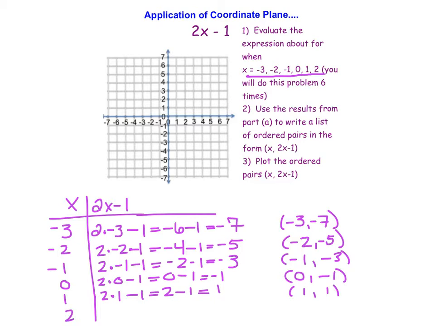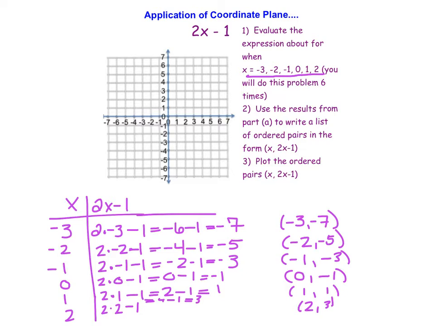Then we have 2, so that's 2 times 2 minus 1, which equals, the marker's running out a little, but we have 4 minus 1, which is 3. And as a result, we have x is 2 and 2x minus 1 is 3.